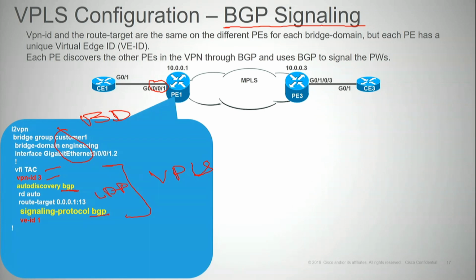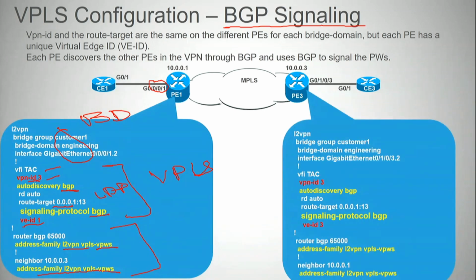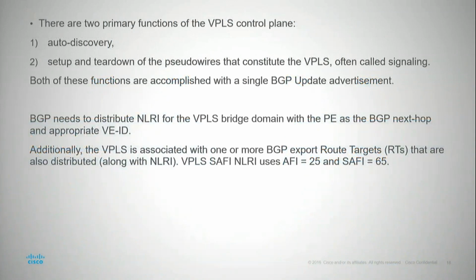On the remote devices you should match: the VPN ID should be the same and the route target should be the same, but the VE ID should be different on each peer router to form the pseudo wire. Under BGP we need to define the address family l2vpn vpls-vpws, and under the neighbor I am configuring that particular address family. The same configuration goes on the remote PE. Once everything works fine, the pseudo wire will come up based on BGP, because here we are using BGP as the signaling protocol. We can verify using the show command.